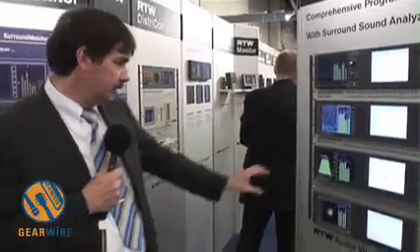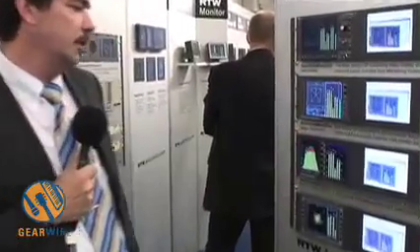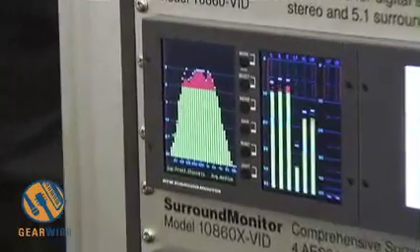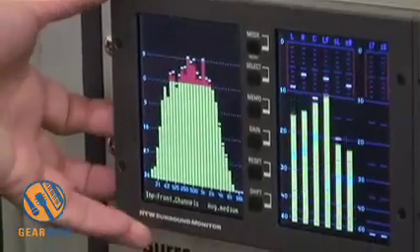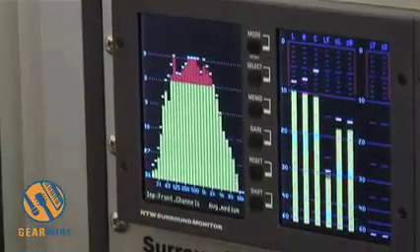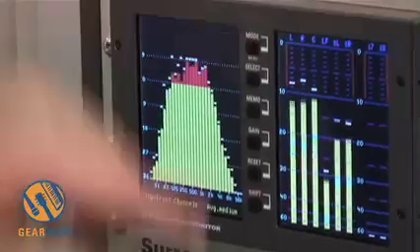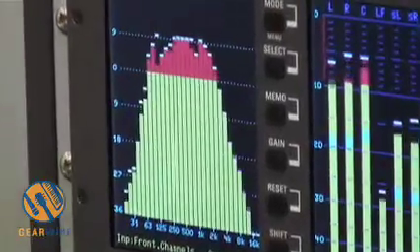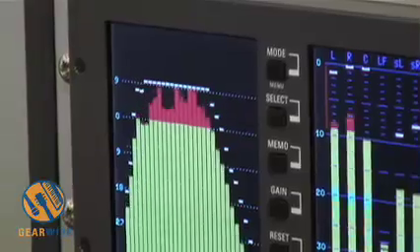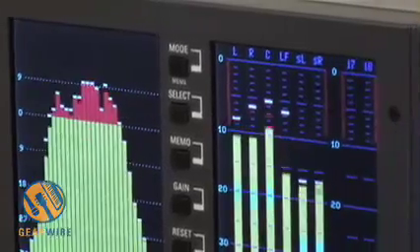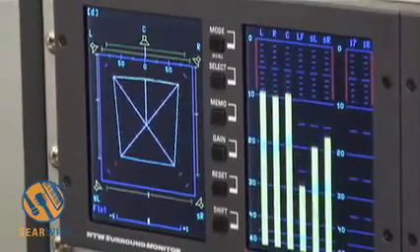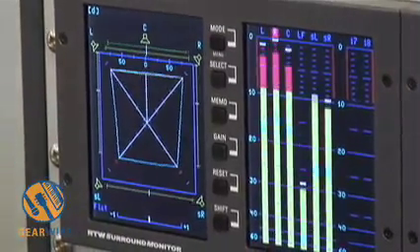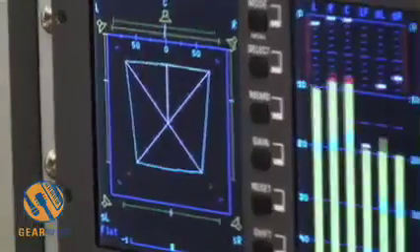Okay, the next one is the 10860, which is this one here. It's also a half unit rack mount system for video racks. This one has 4 AES inputs, and it has 8 analog inputs, so you can toggle around between the analog and the digital domain. It can be set to be a 5.1 analyzer with our unique display that we have here.